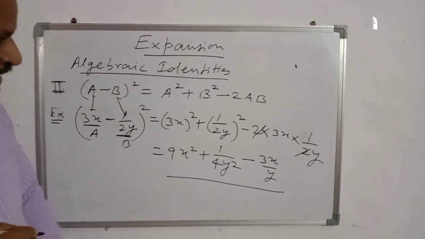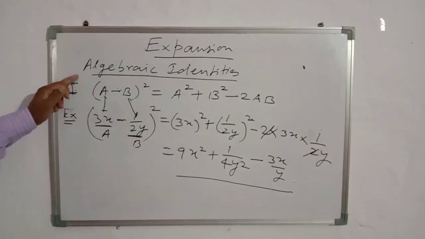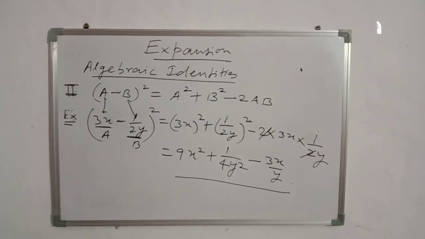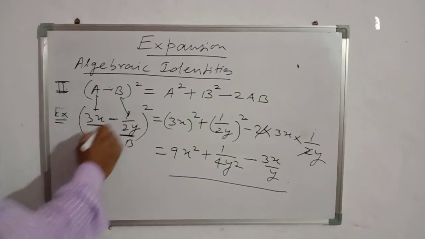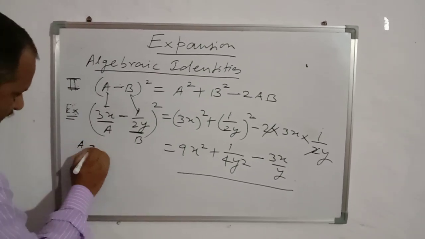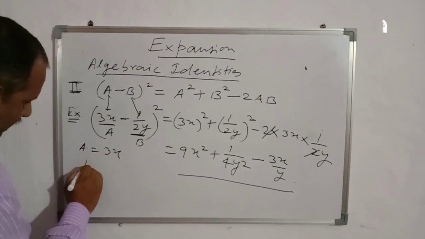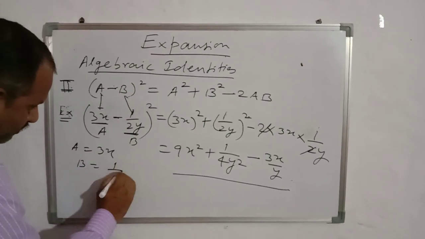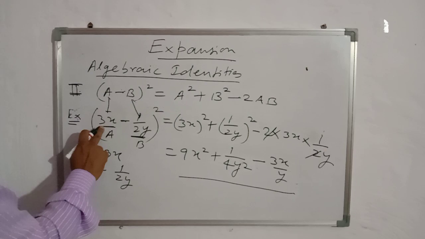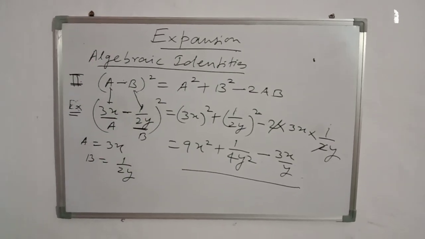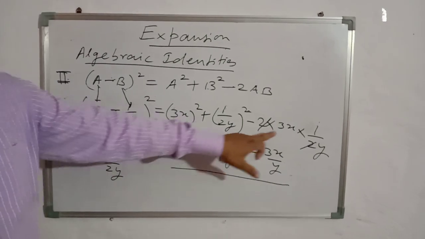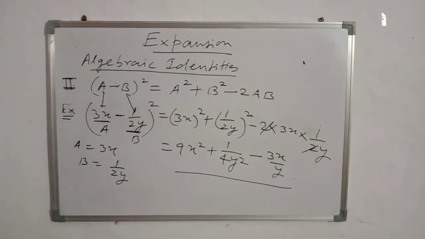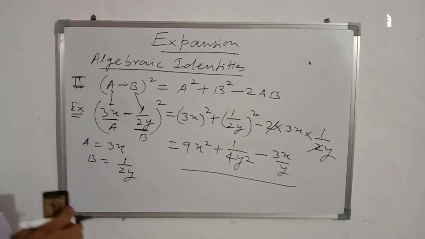Many questions are given in the exercise. You can apply these two identities to solve those questions. Here we see what is a. a is 3x and b is 1 by 2y. So we put here a is 3x and b is 1 by 2y. So I think it is clear.